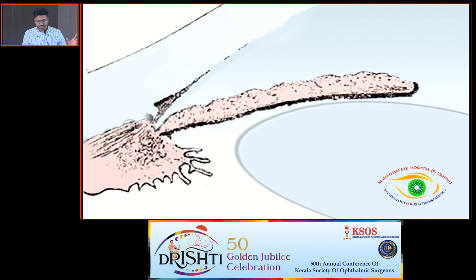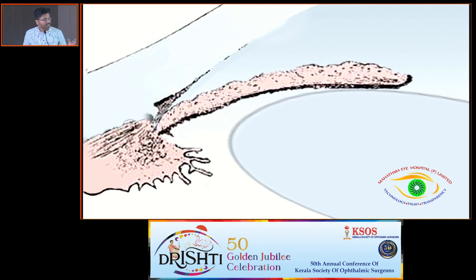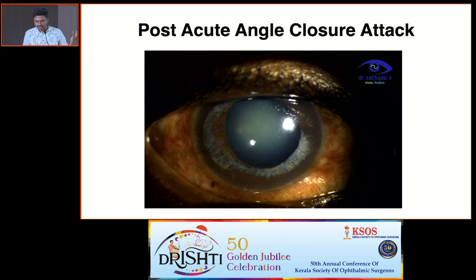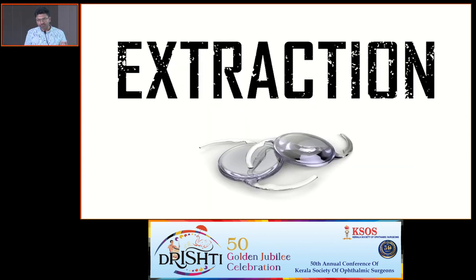Here we can see the lens is enlarging and the iris structure is closing. Because of this, the aqueous drainage is affected. The aqueous is not draining properly, so the IOP will rise. So this is a post angle closure attack eye. Again, we believe in giving a metaphorical aspect of what is happening in a clinical scenario.